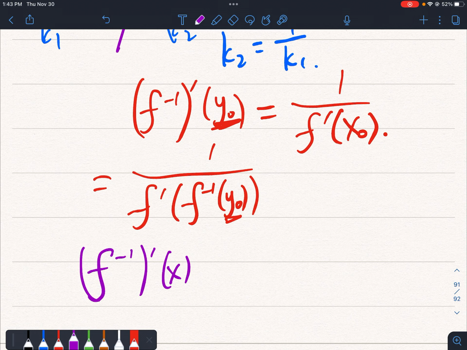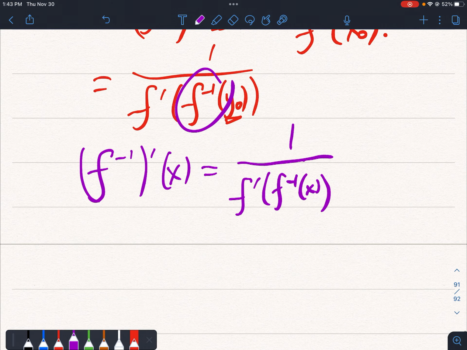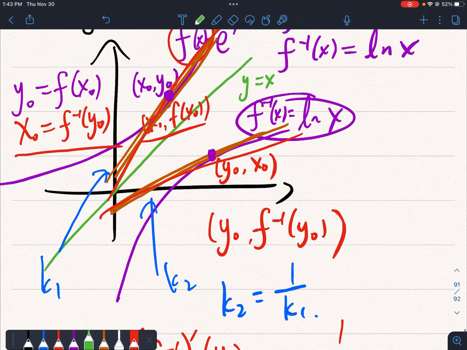Then this means that in the correct domain, we have f inverse prime of x, which is the derivative of the inverse function at x. It is equal to 1 over f prime of f inverse of x. And the reason why we have this inverse is because we are taking derivatives at two different points. Here we're taking the derivative at x naught. Here we're taking it at y naught. So that's why we need to compensate for this by some f inverse. But the general idea is that they're symmetric, so then the slopes are reciprocals of each other.